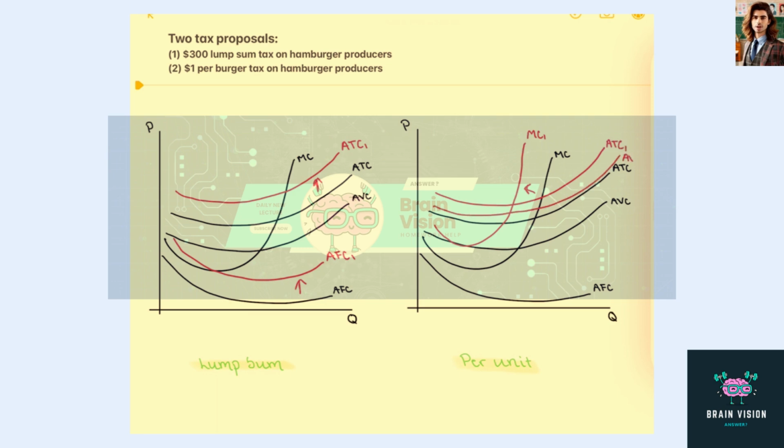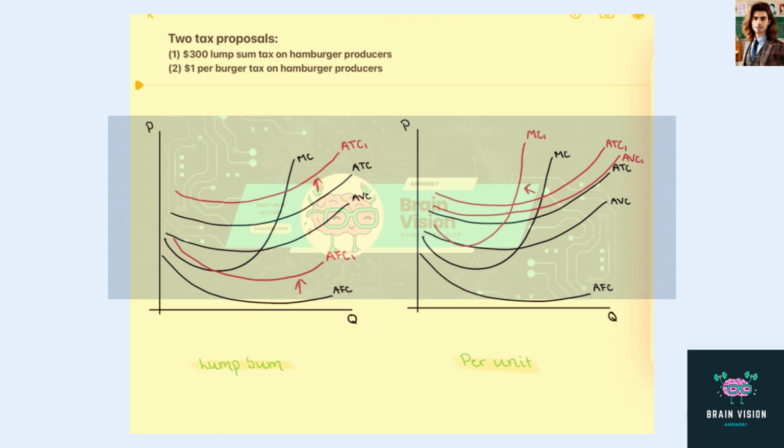So as a result of this per unit tax, you can see all of our curves are shifting except for that average fixed cost. That's because we're not adding any cost to our baseline cost in this case. We're just adding to it per burger produced.